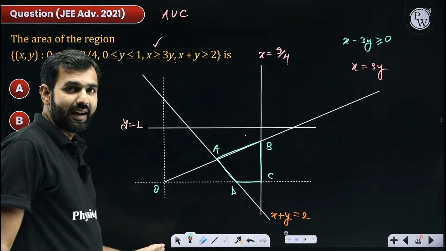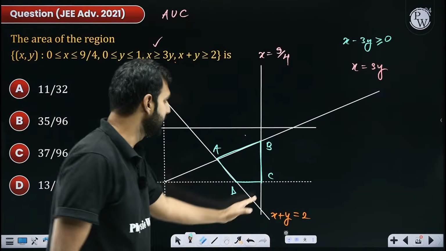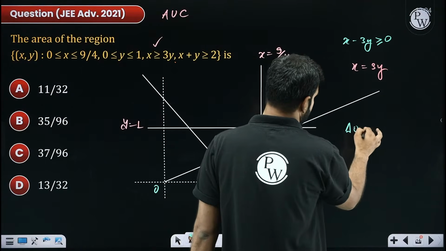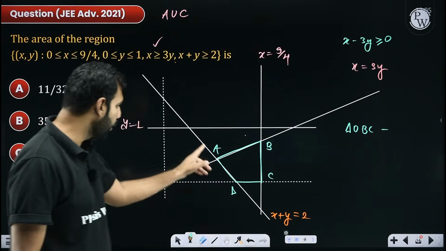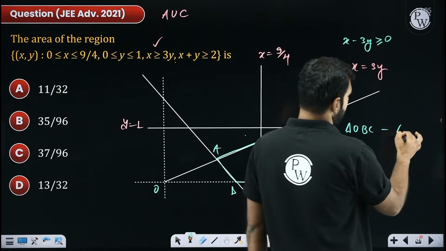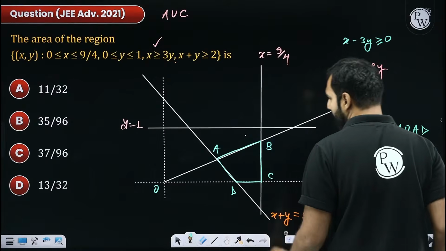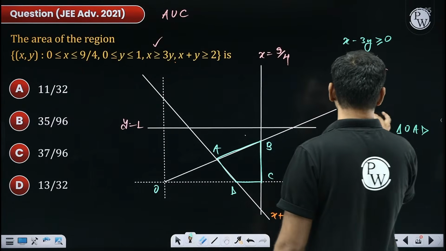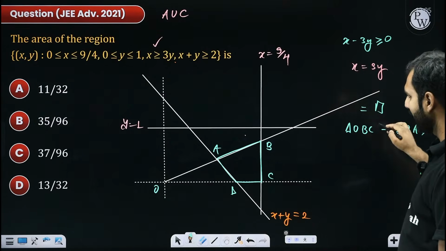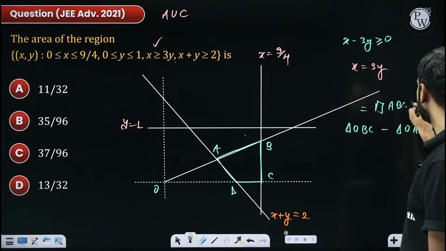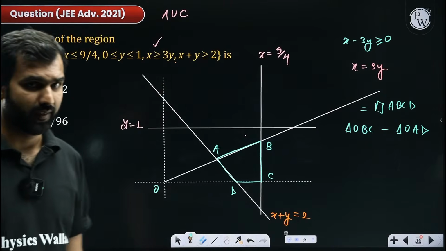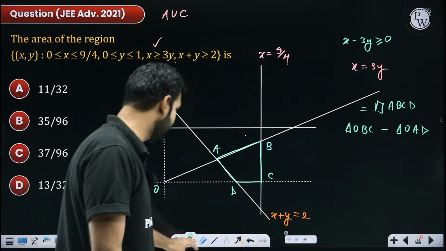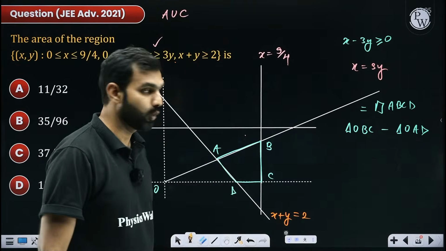So if I am finding the area of the triangle OBC, and from the area of the triangle OBC, I'm subtracting the area of the triangle OAD, I think I'll get the area of the quadrilateral. Which quadrilateral? A, B, C, D. Did you all get this? And that's exactly what we are trying to find out. So now the job is restricted to finding the corner points. So let's start working that out.